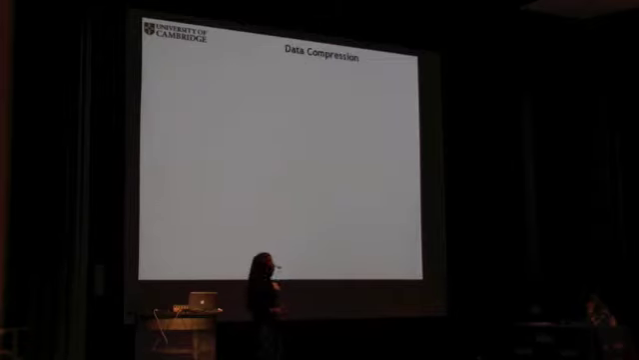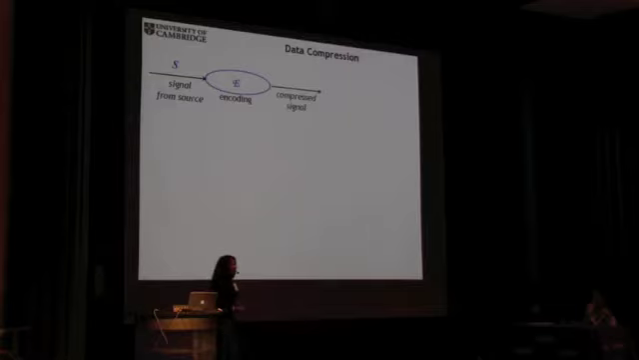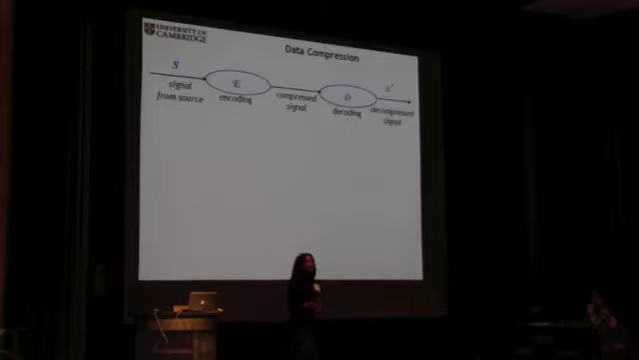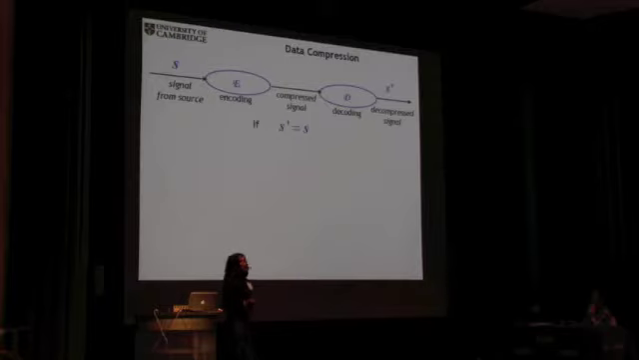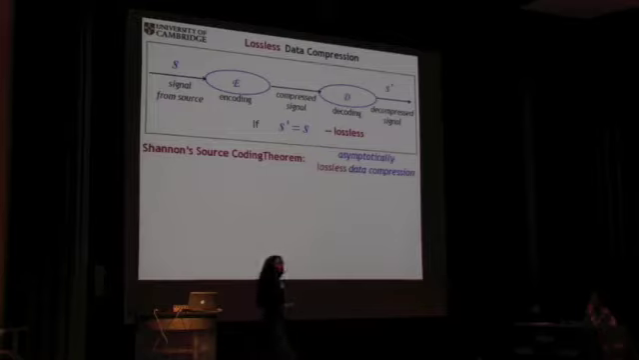Now, typically in a data compression scheme, the signal from the source, let's call it S, is subjected to an encoding map E to yield the compressed signal, so that it can later be decompressed or decoded to give the decompressed signal, say S prime. If S prime is equal to S, then the data compression scheme is said to be lossless. Now, Shannon's source coding theorem that I talked about corresponds to asymptotically lossless data compression.